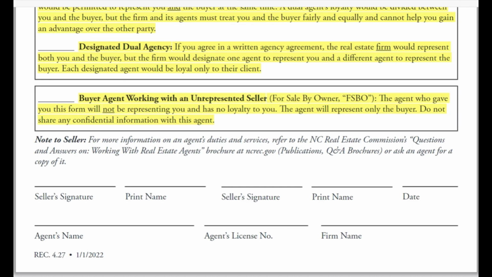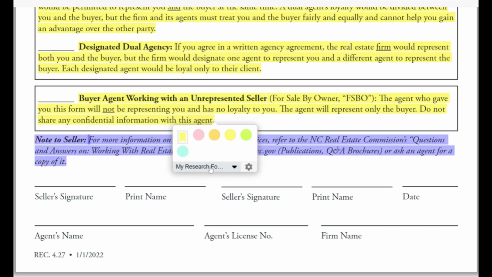So that's if I was to run into a FSBO and I'm just letting them know up front, hey, don't tell me anything about this property. I do have an agent. Don't tell me any pertinent information about yourself or your motivations or anything like that, because I do have a client that's possibly interested in this property, and I will be able to share your confidential information with them because I do not represent you. I represent the buyer. So this is a note to the seller.